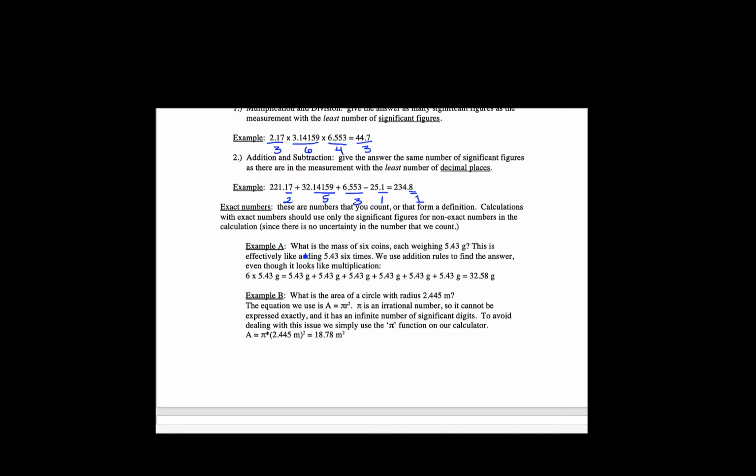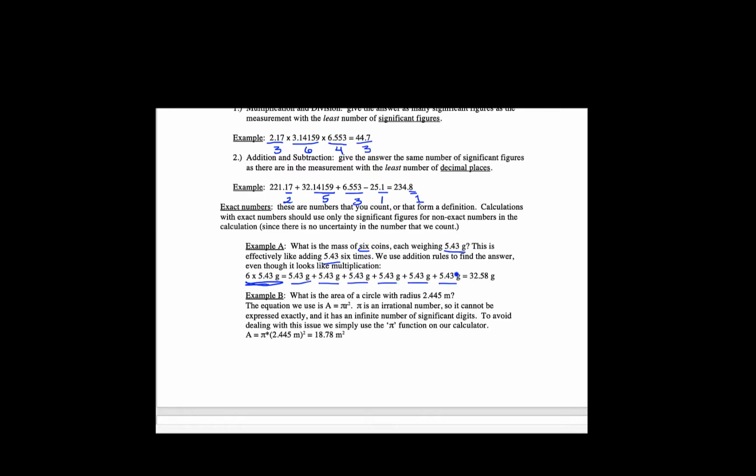One of them is a situation where I have 6 coins. Each of them weighs 5.43 grams, and I want to know what the total mass is. So if I'm going to do this in my calculator, I'm going to just multiply 6 times 5.43, and that feels like multiplication. But because 6 is an exact number, what I'm effectively doing is adding 5.43 6 times.